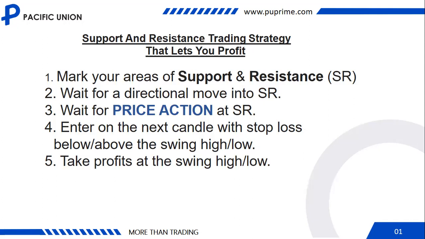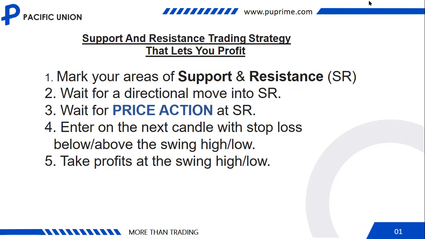After that, you wait for your candlestick patterns around the support and resistance area. Then you enter at the next candle, which is the confirmation candle. You put your stop loss below the candle. If it's buying, you buy at support and you target the next resistance as your take profit. Okay, so we've gone to the end of support and resistance today.